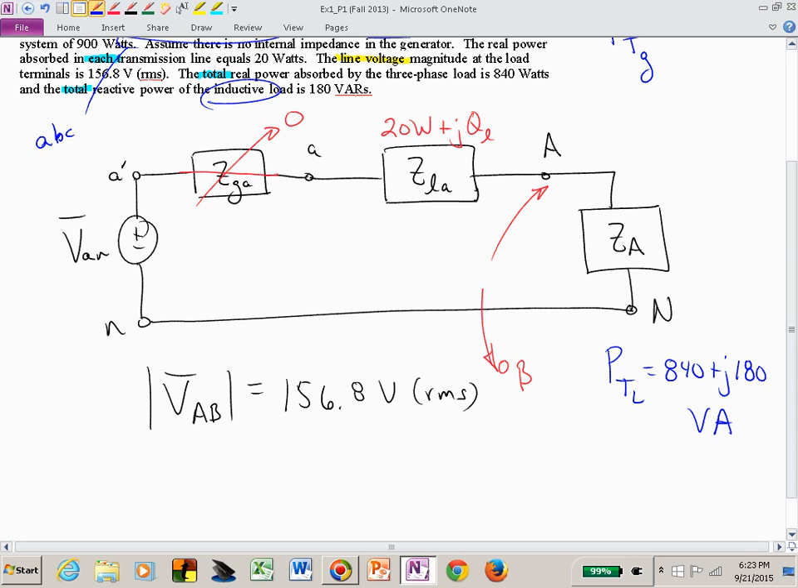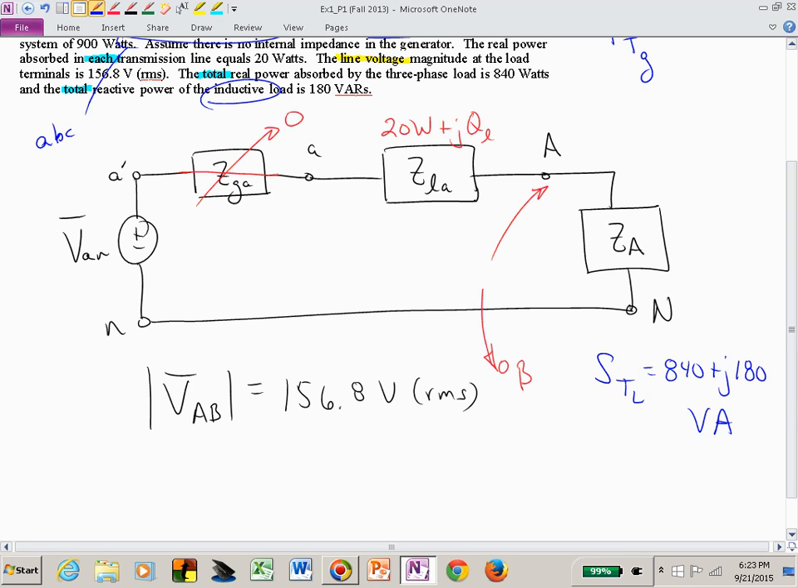So if we wanted it per phase, we could divide that by 3. Question? Thank you. It's late. I just did that to see if you guys were paying attention.